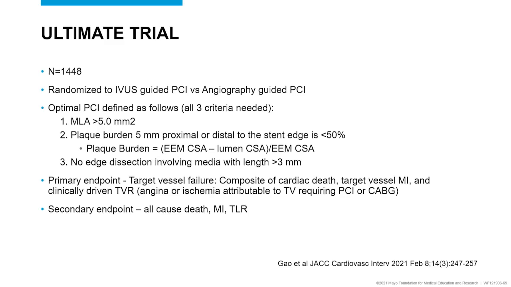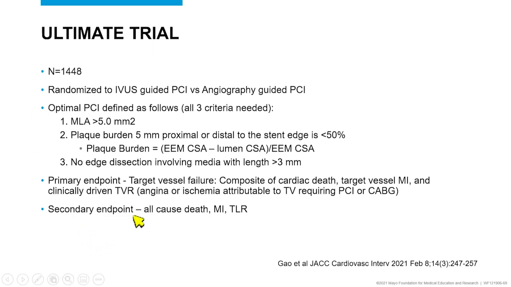When you talk about the use of IVUS versus angiography-guided PCI, again, there are a number of studies, but there are two that are randomized, larger scale, that look at clinical outcomes and have longer-term follow-up. There's the ULTIMATE trial based on close to 1,500 patients that randomized patients to IVUS-guided PCI versus angiography-guided PCI. And they had, again, somewhat difficult criteria for optimizing PCI with IVUS. Here, you had to have a minimum lumen area of greater than 5 square millimeters. The plaque burden, proximal or distal to the edge of the stent, had to be less than 50% for a 5 millimeter distance. And then you also had to make sure that there was no edge dissection involving the media with a length of greater than 3 millimeters.